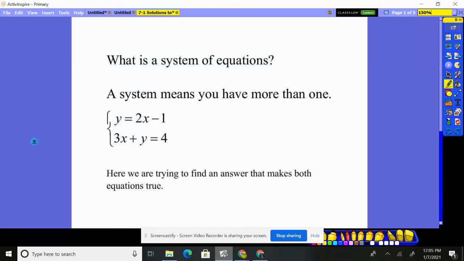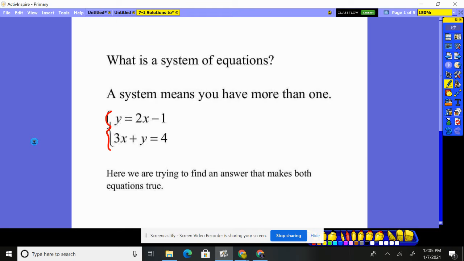So let's take a look at what a system of equations is. All it simply means is you have more than one equation. You're solving it, trying to find a solution that makes both things true. And of course, when we load this, it doesn't display correctly. It looks like that, all as one piece.